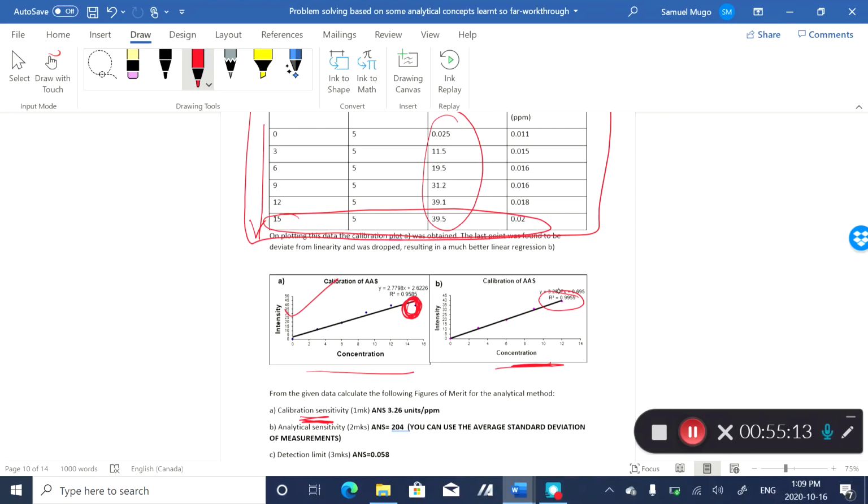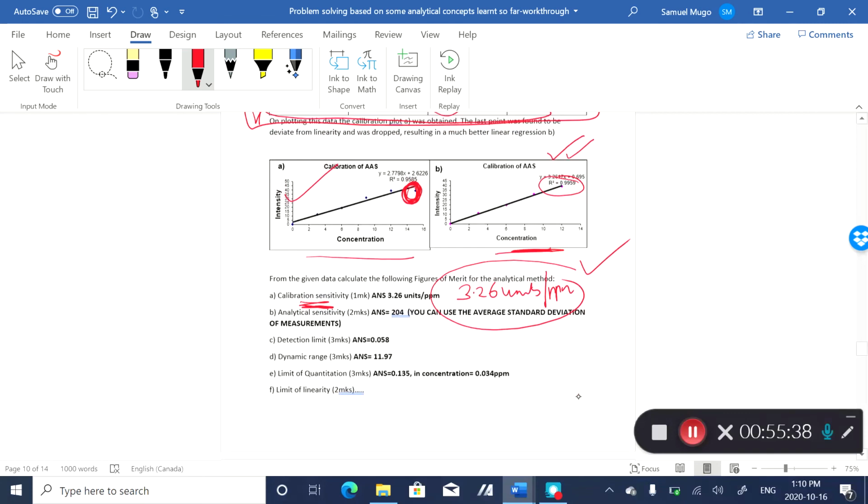So from this method of calibration, you can determine the calibration sensitivity. Remember, the calibration sensitivity is nothing but the slope. So let's just use this calibration. The slope is 3.26 units per ppm. So that's the calibration sensitivity. That's all you need to do.